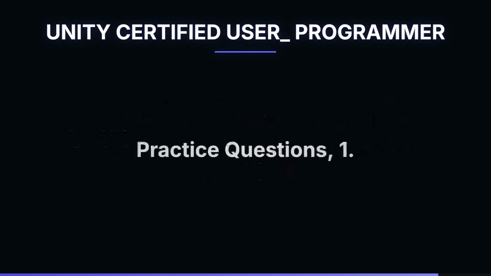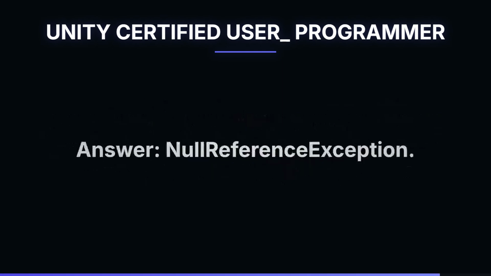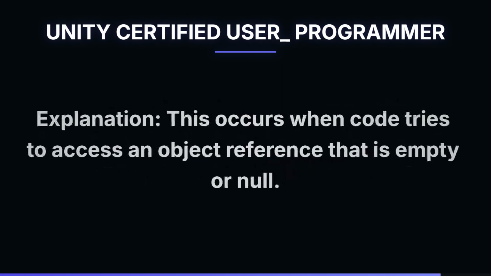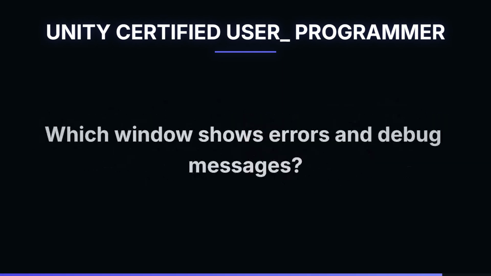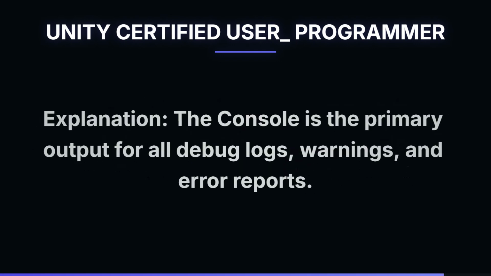Practice questions. 1. What common error means a variable has no value assigned? Answer: null reference exception. Explanation: this occurs when code tries to access an object reference that is empty or null. 2. Which window shows errors and debug messages? Answer: console. Explanation: the console is the primary output for all debug logs, warnings, and error reports.